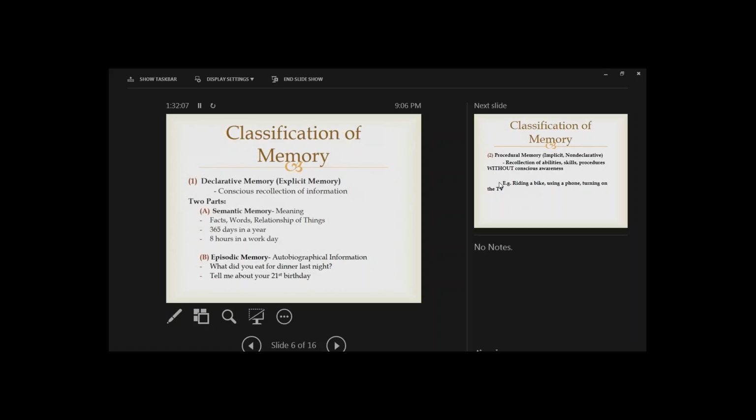The second part is called episodic memory. This is autobiographical information. Now, there's one that you may get confused with when I talk about it later. Just know that within declarative memory, which is also known as explicit, it's a conscious recollection of information. You're consciously pulling it up. The first part is semantics. The second is episodic, and you can think of it as episodes of your life.